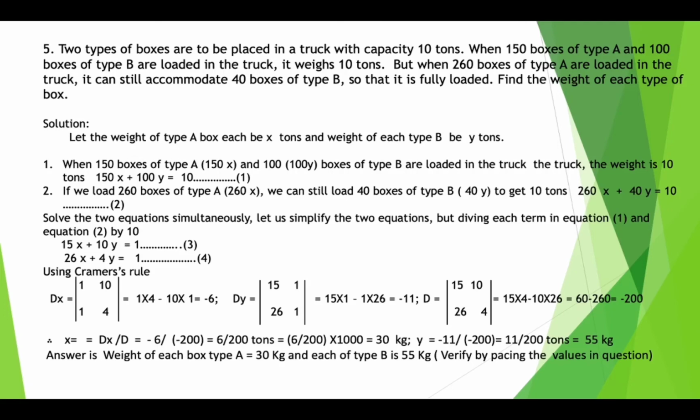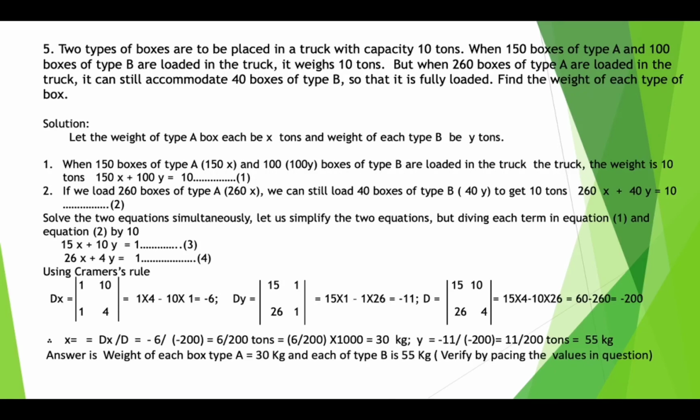Cramer's rule, and you have dx is equal to minus 6, dy is equal to minus 11, d is equal to minus 200. So x is equal to dx by d is equal to minus 6 by minus 200, which is 6 by 200 tons, which is 6 by 200 into 1000. 1 ton is equal to 1000 kg. So it's equal to 30 kgs.